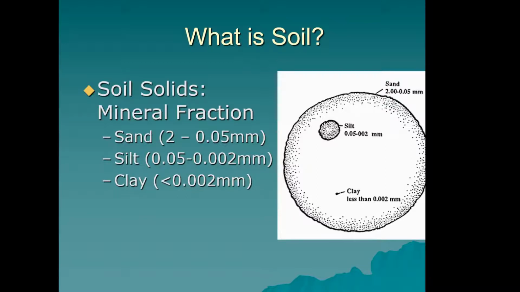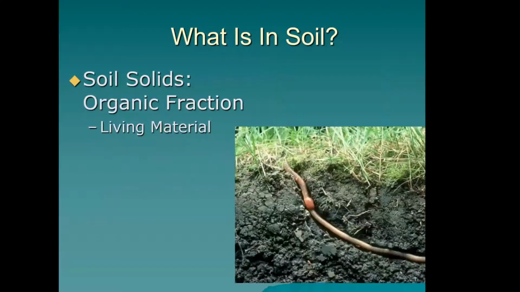What you really should take from this is sand is a whole lot bigger than silt, and a particle of silt is a whole lot bigger than clay. And the picture shown there is a pretty good approximation of the relative sizes of sand, silt, and clay. So sand, silt, and clay, the mineral fraction of soil, is 45% of your soil volume.